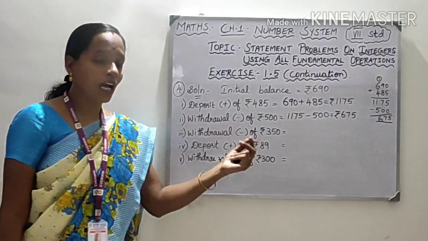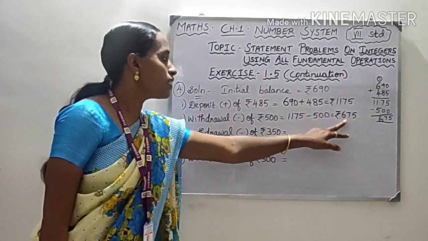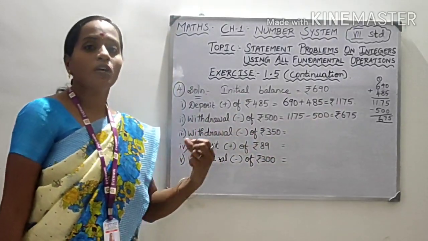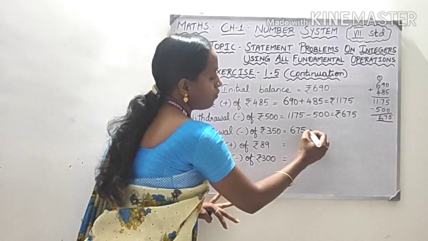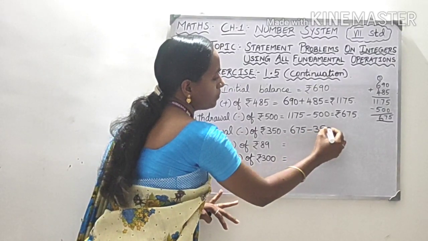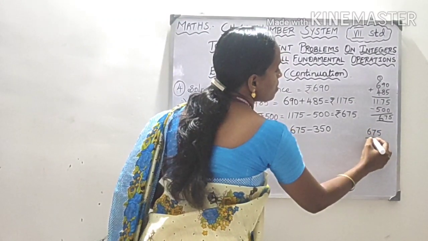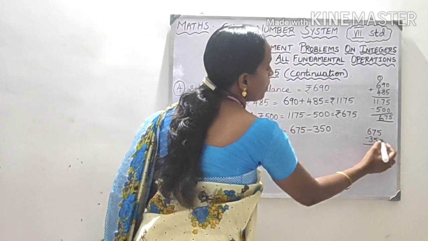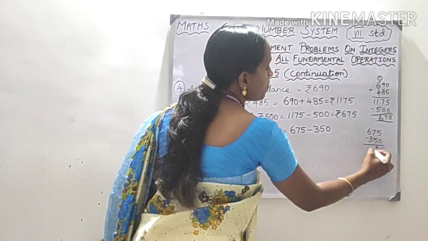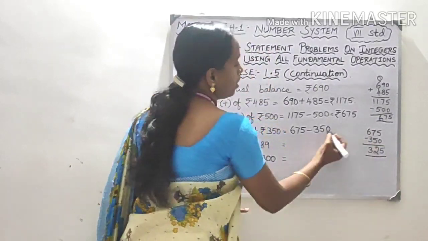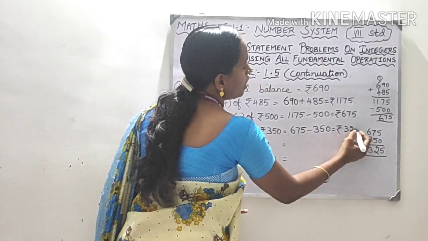Next, after this we are going to do again withdrawal. From this 675 we are going to again reduce the value. So here we can write 675 minus 350. If you subtract, 5 minus 0 is 5. 7 minus 5 is 2. 6 minus 3 is 3. So you will get the value rupees 325.